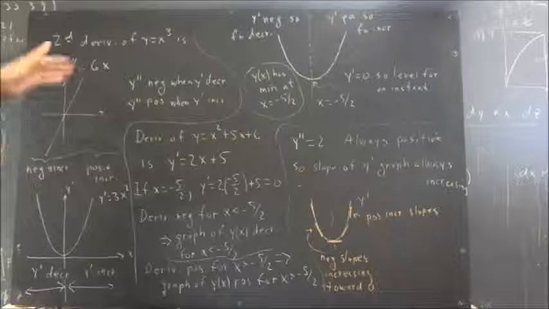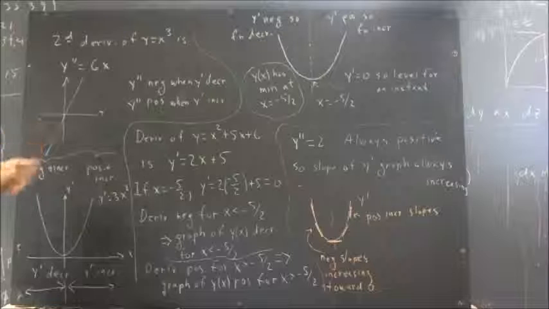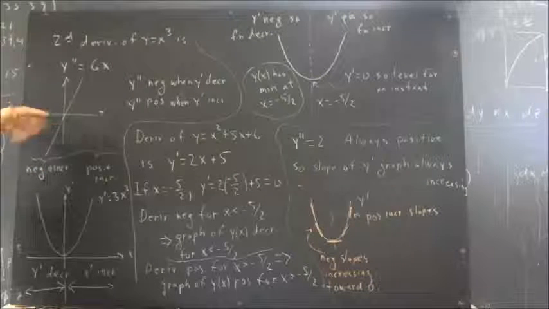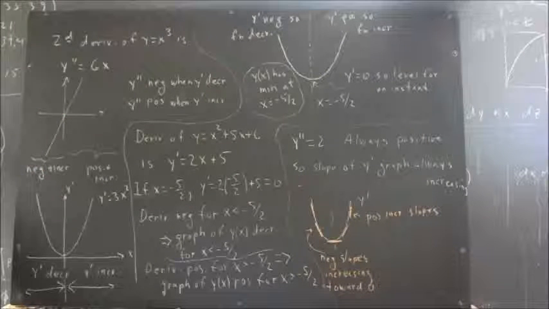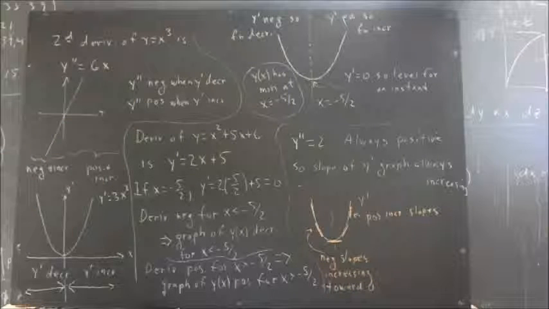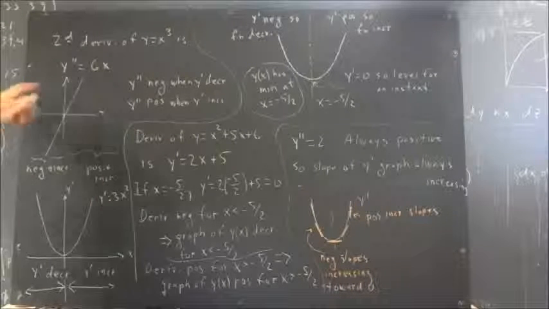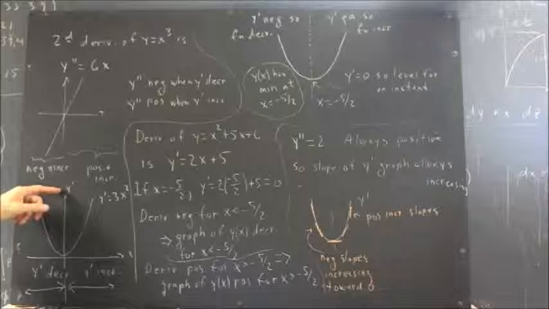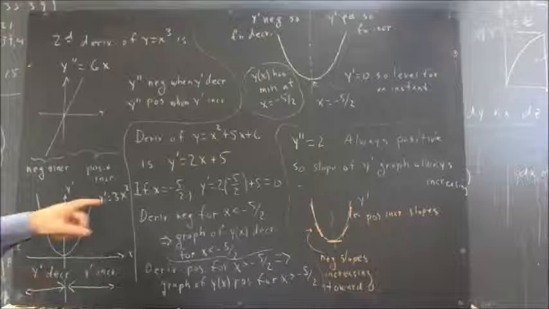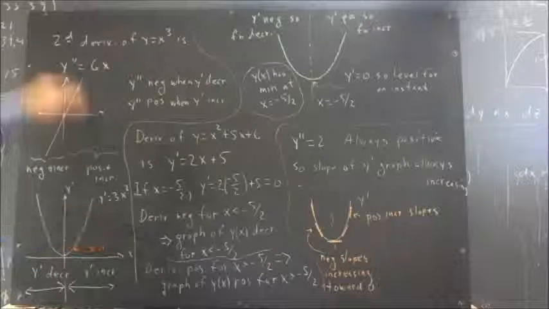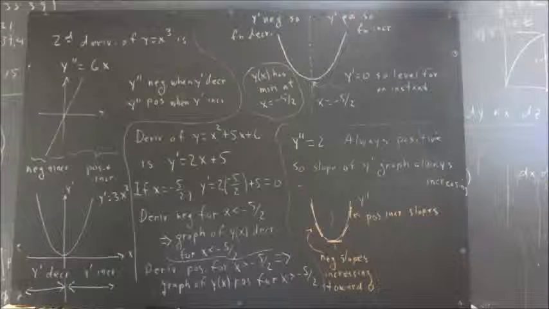We could plot the second derivative, straight line graph, through the origin, negative when x is negative, positive when x is positive. That's related to the graph of y prime, the first derivative. First derivative, of course, is 3x squared, and of course this function then is a derivative of this one.